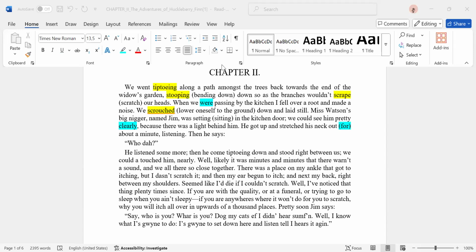And as they were passing the kitchen, I fell off a root. So technically, Huck trips over a root and makes a noise. They crouch down and stay still. And then we have Jim, Miss Watson's, I'm not really sure who he is, but he probably lives with Miss Watson. He is sitting in the kitchen doorway, quite visible due to the light behind him, so they can see his shadow. He stands up, stretches his neck, and listens carefully before calling out "who's there."